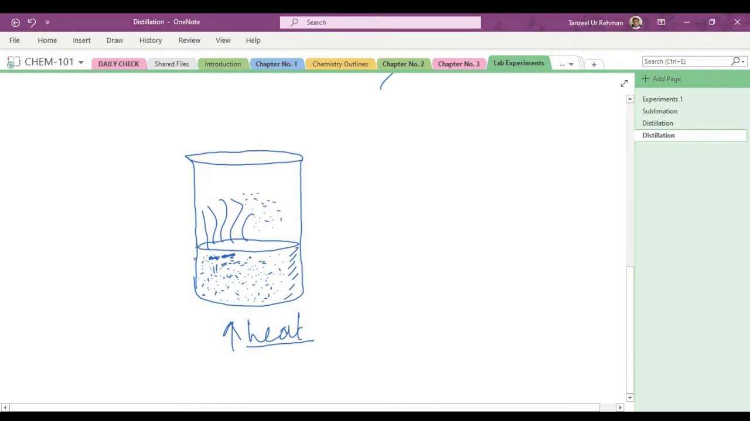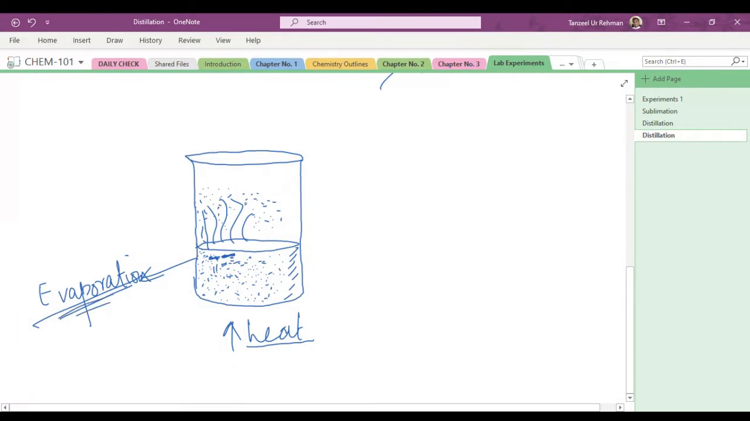Now, what happens when these molecules change to vapors? This process is known as evaporation. So what is evaporation? Changing of a liquid state to gaseous state. Now these molecules change to gaseous phase here. So this is called evaporation.